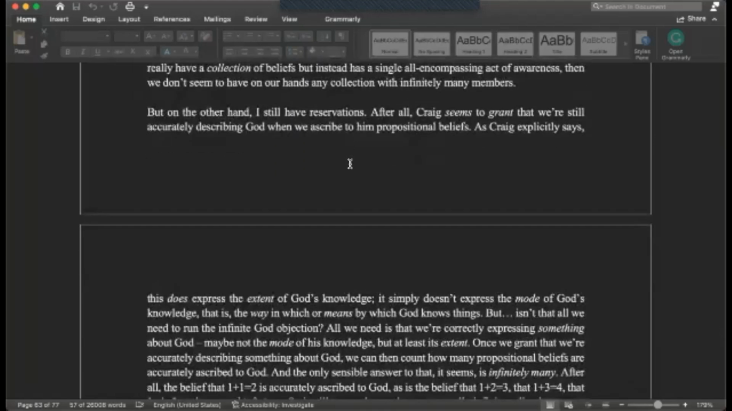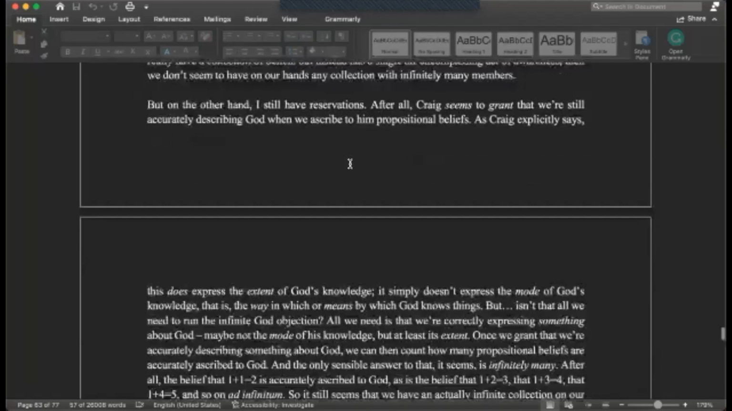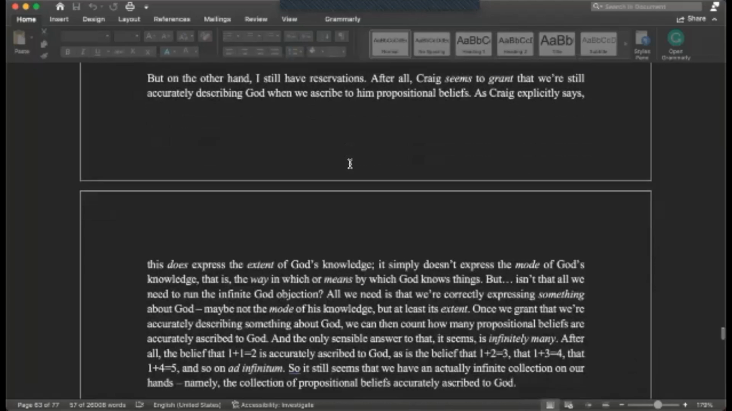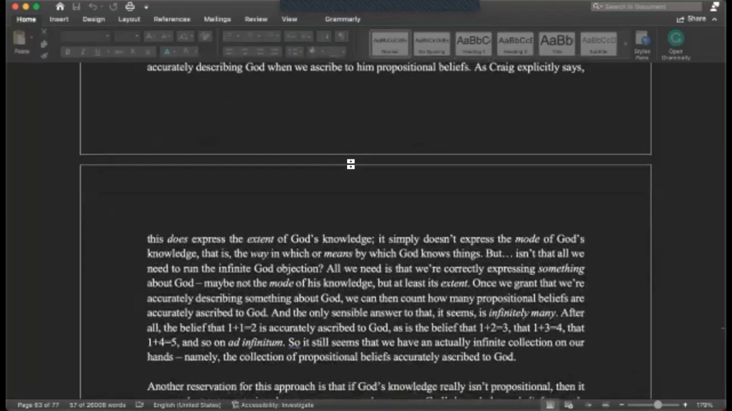Once we grant that we're accurately describing something about God, we can then count how many propositional beliefs are accurately ascribed to God. And the only sensible answer to that, it seems, is infinitely many. After all, the belief that 1 + 1 = 2 is accurately ascribed to God, as is the belief that 1 + 2 = 3, that 1 + 3 = 4, that 1 + 4 = 5, and so on ad infinitum. So it still seems that we have an actually infinite collection on our hands, namely the collection of propositional beliefs accurately ascribed to God and that accurately express the extent of God's knowledge.